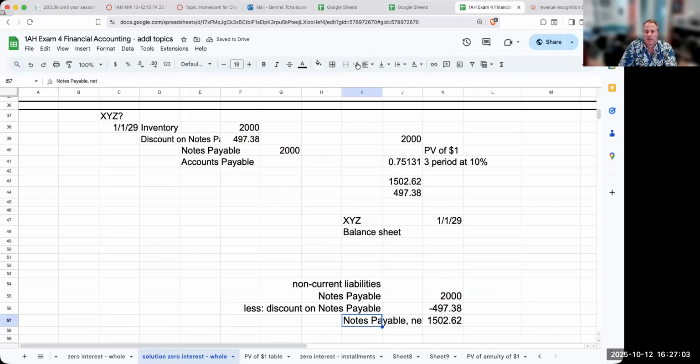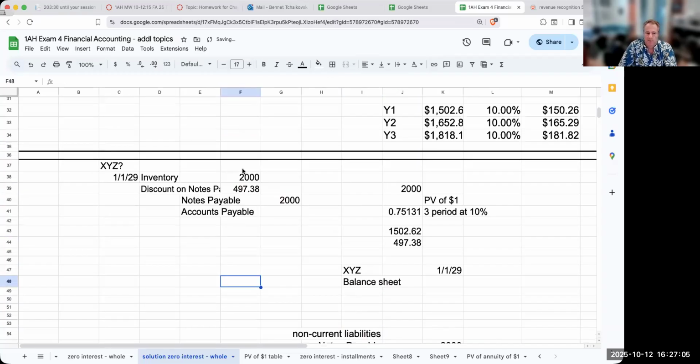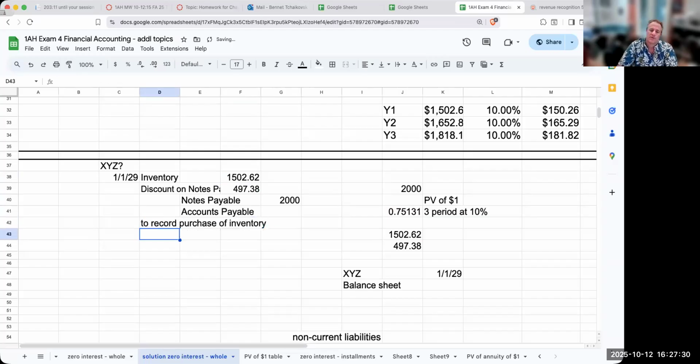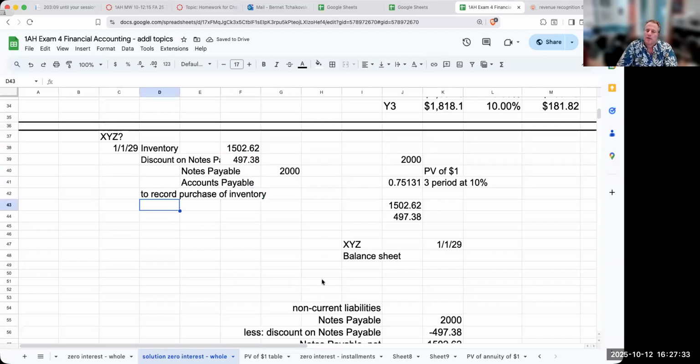Now, going back to this initial entry, I have a problem. What's my problem? Well, do I record the inventory at 2,000? And the answer is no, because that's overstating our inventory. So we're going to record it at the present value of that future $2,000 payment. So this is going to be to record purchase of inventory. Okay, so that's going to be our first step.